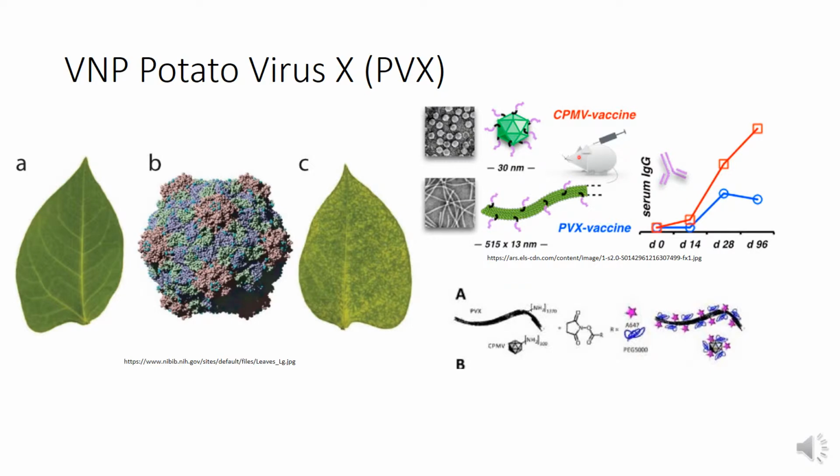So specifically, this paper is looking at using the filamentous plant viral nanoparticle potato virus X, or PVX. This is an emerging filamentous VNP platform that they've developed in their lab. It allows for easy engineering through genetic modification or bioconjugate chemistry.